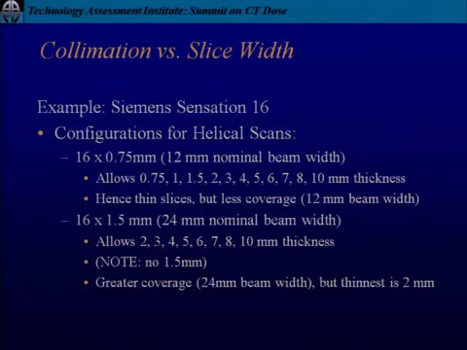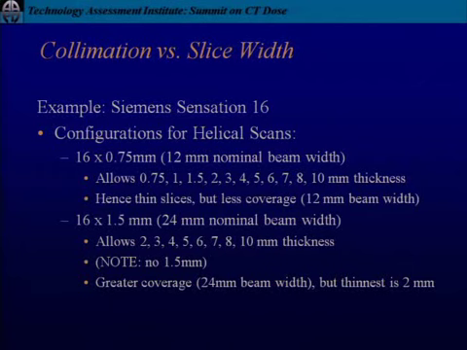Okay? However, with that 12 millimeter beam, you don't have quite as much coverage. You have 12 millimeter nominal beam width. In the 16 by 1.5, the beam width is doubled, up to 24, but it allows a lot of the same slice thicknesses, 2, 3, 4. Note that even though this was a 16 by 1.5, there's no 1.5 millimeter reconstructed slice thickness. It was 2. Okay, that's the minimum. So look, we've done a little bit of trade-off here. Greater coverage, but we don't have as thin slices. I think we already knew that, but I wanted to point this out and make it very explicit.